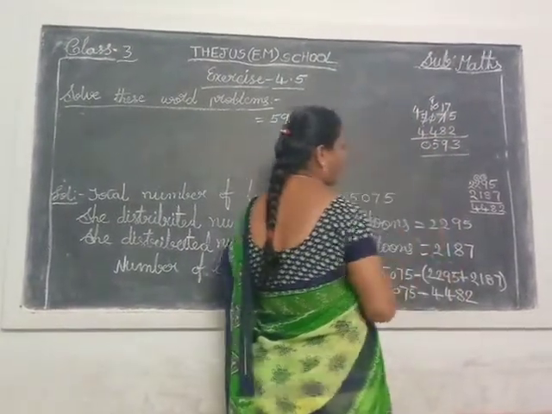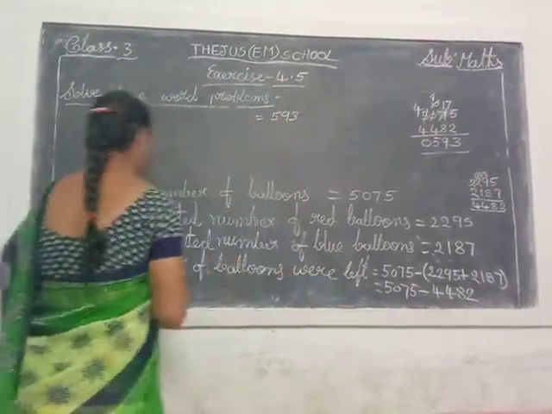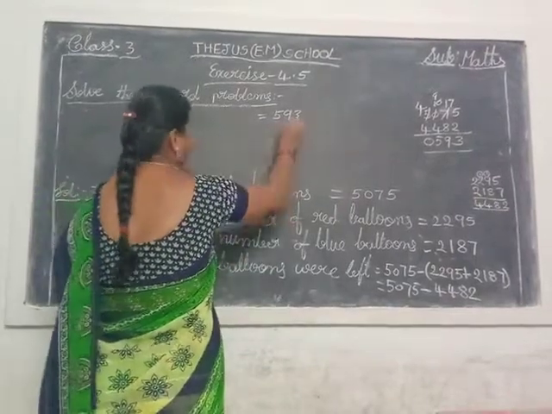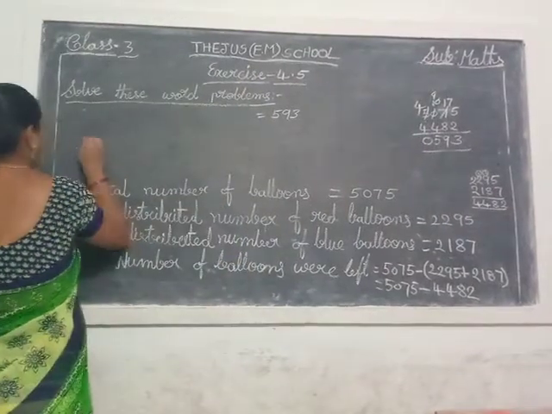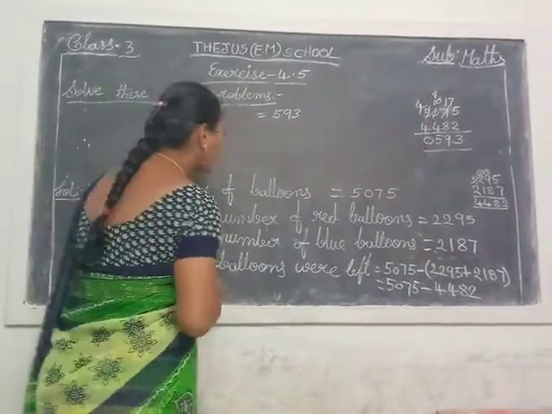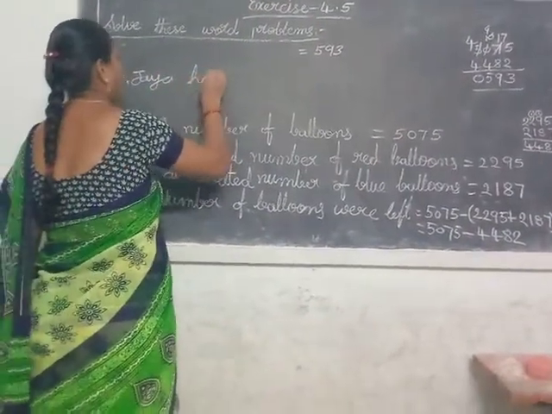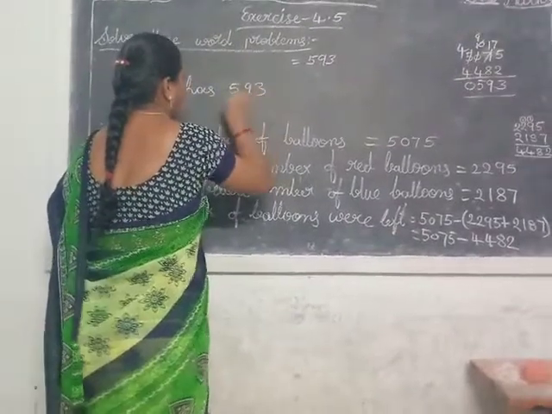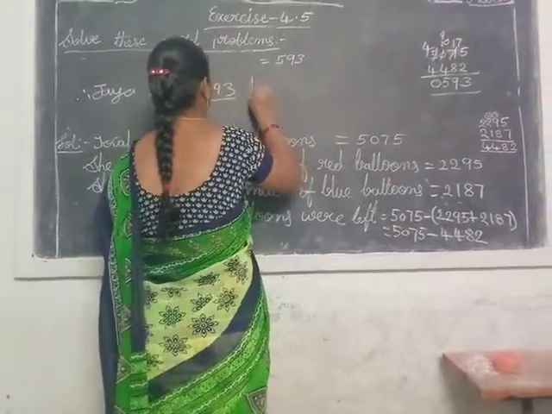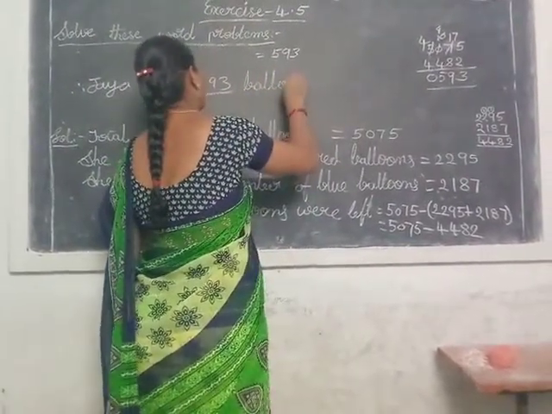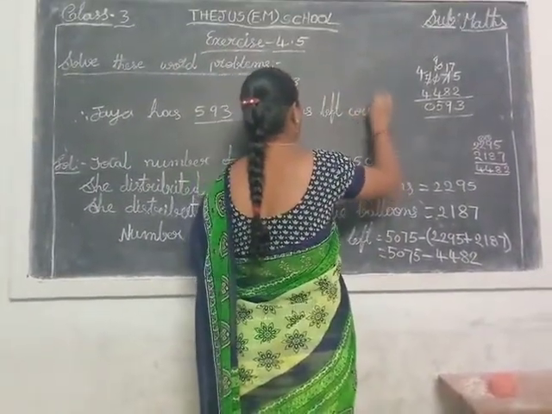You write this zero or don't write, that is not a problem. So 593 is the answer. So the number of balloons left here is 593. So here you write that person's name. What is that, children? Jaya. So Jaya has 593 balloons left with her.